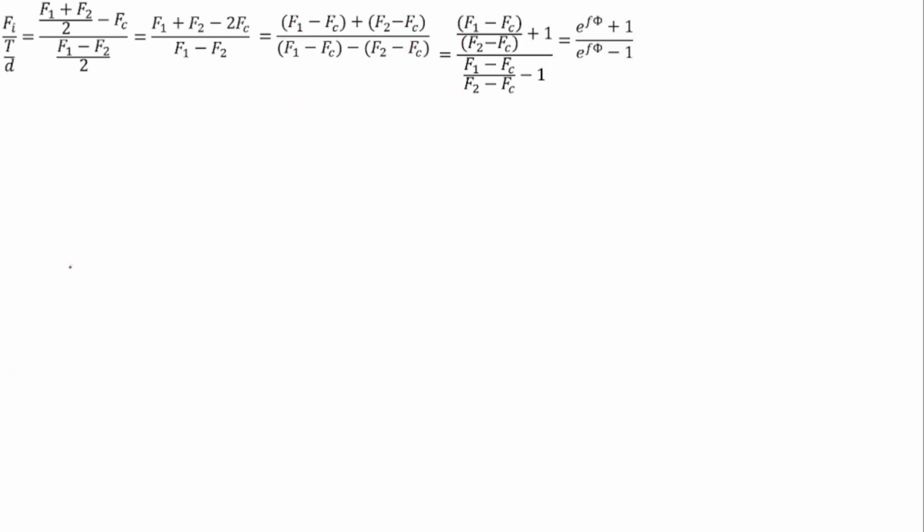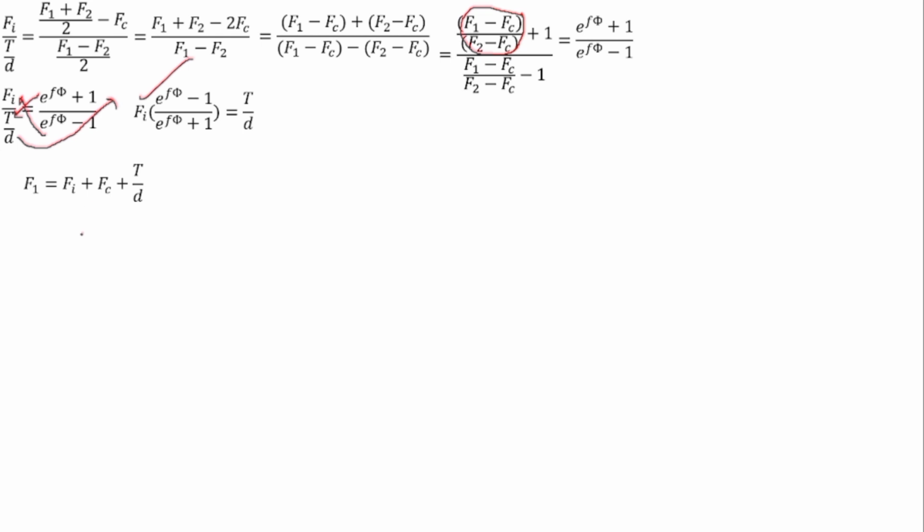Now, as previously we obtained that this is equal to exponential of F pi, instead of this we can put F pi. So Fi divided by T by D is equal to exponential of F pi plus 1 divided by exponential of F pi minus 1. Now multiply this T by D over here and this over here, and similarly divide this over here. You will get this equation.